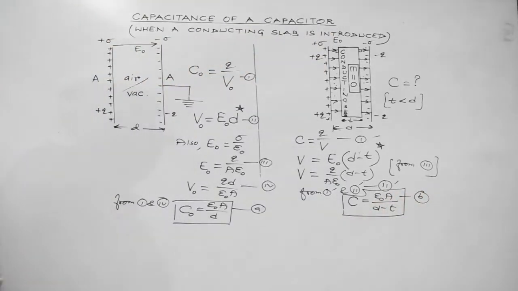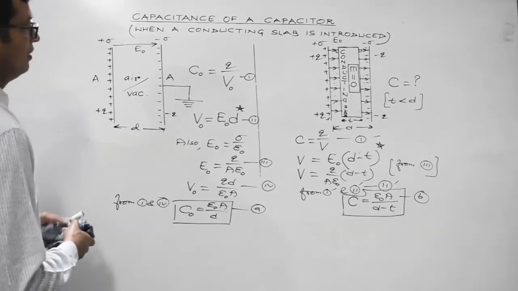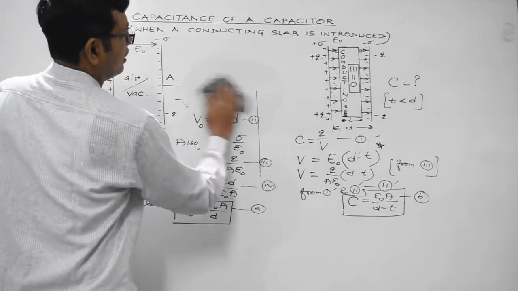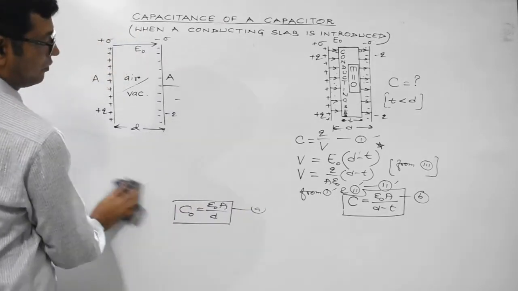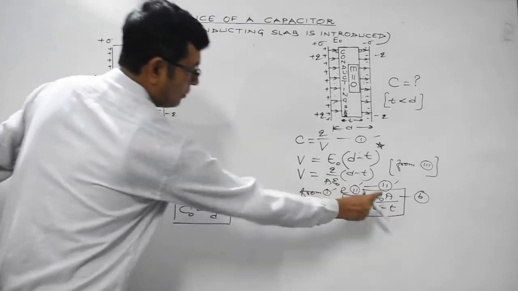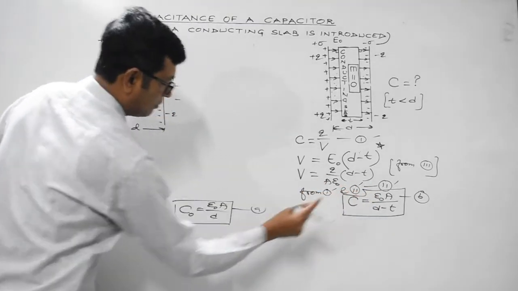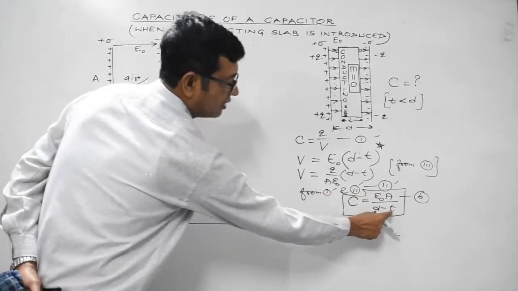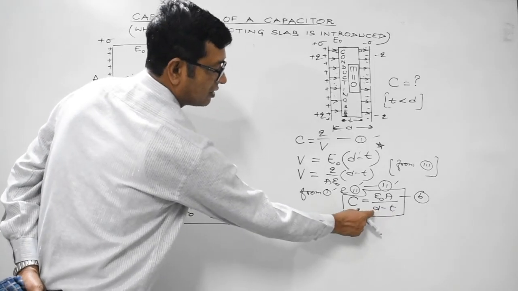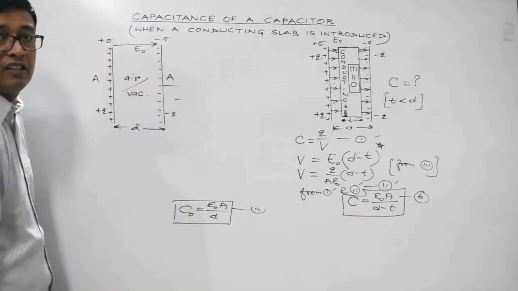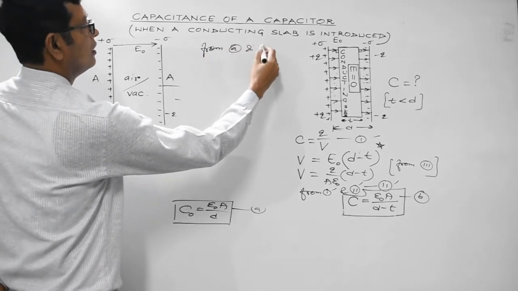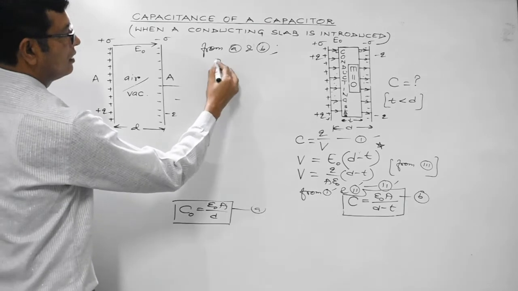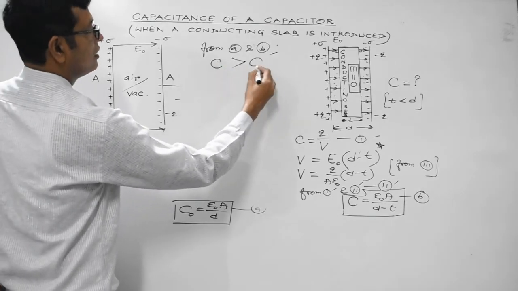Now what to do is, let us compare A and B. Let's see. From A and B, numerator both are same. Denominator over here it's d and over here d minus t. So denominator in this case is less than that in case A. So from A and B, we can safely conclude that C is greater than C naught.